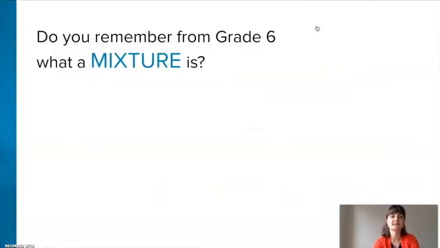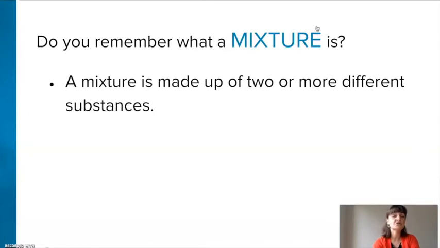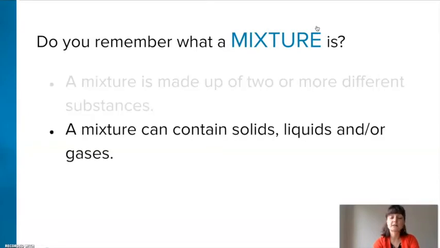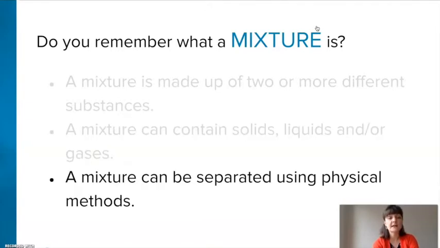Wow. Can you remember from grade 6 what a mixture is? A mixture is made up of two or more different substances. A mixture can contain solids, liquids, and/or gases. And finally, a mixture can be separated using physical methods.